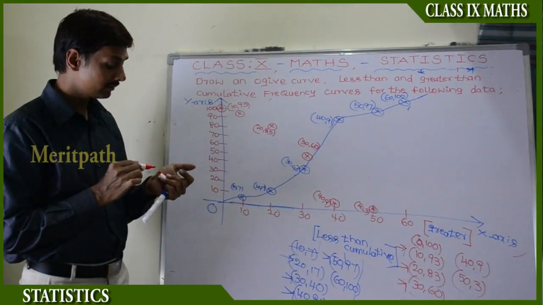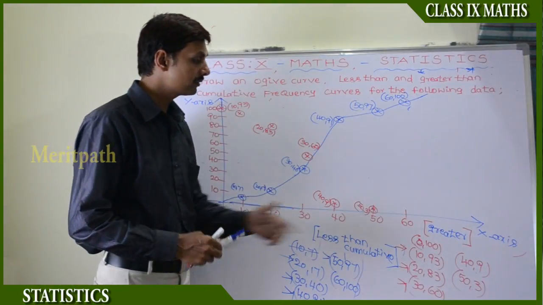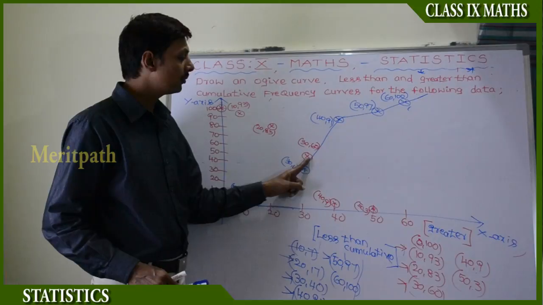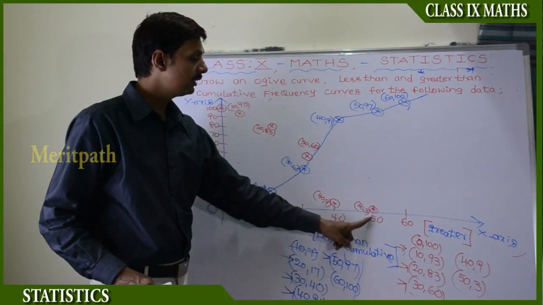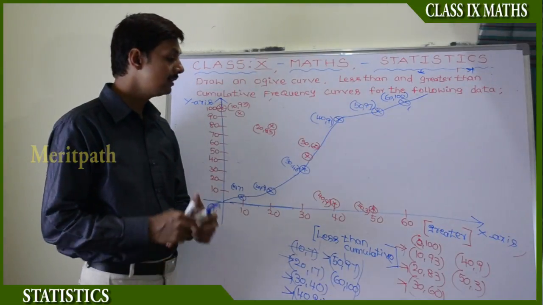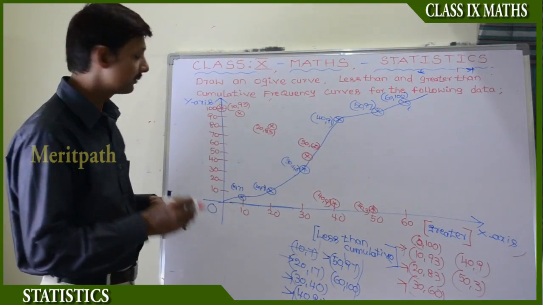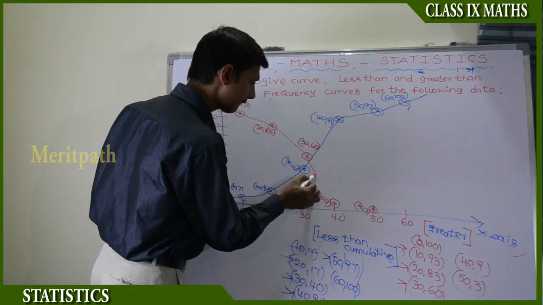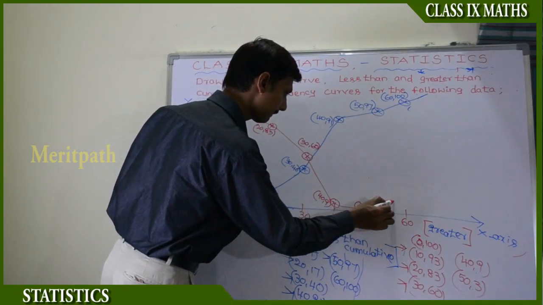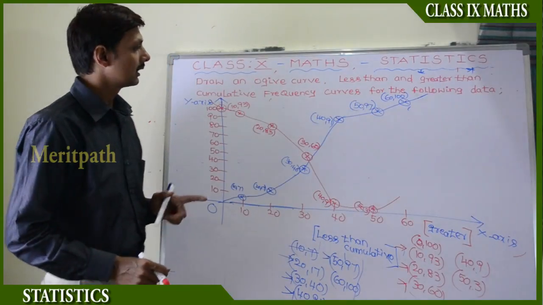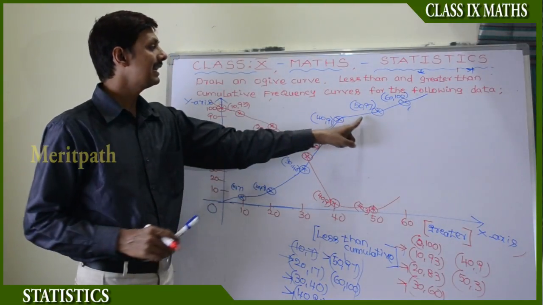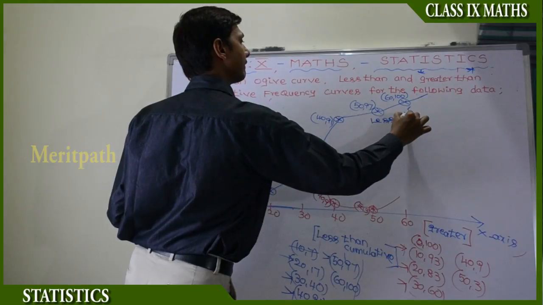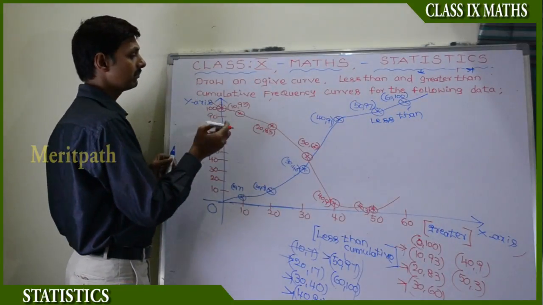It's on the y-axis. So here let's recall. We have taken all the points: 0, 100, and then 10, 93, 20, 83, 30, 60, 40, 9 and 50, 3. These are the points we have taken, and then let's join all these points with a smooth curve. So we got this: a greater than cumulative frequency curve and a less than cumulative frequency curve. This is the less than type and this is the greater than type.